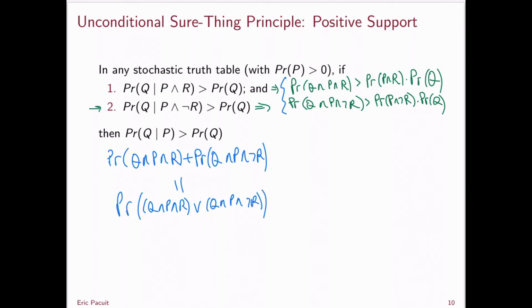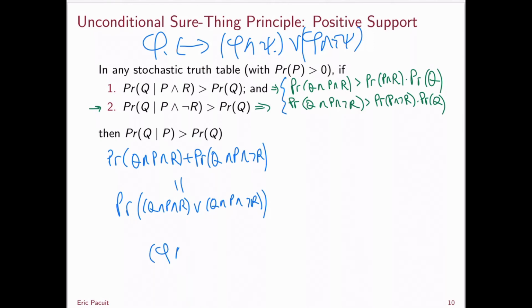Now remember that we have this general fact that for any formula phi, phi is tautologically equivalent with phi and psi or phi and not psi. Now, if we let phi be Q and P and psi be R, we see that Q and P is tautologically equivalent to Q and P and R or Q and P and not R. So that means the probabilities of these two formulas must be equal.